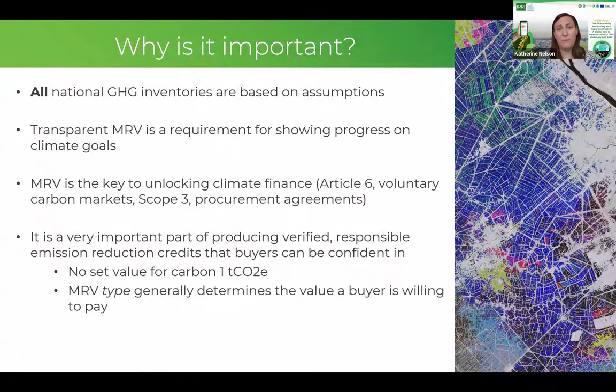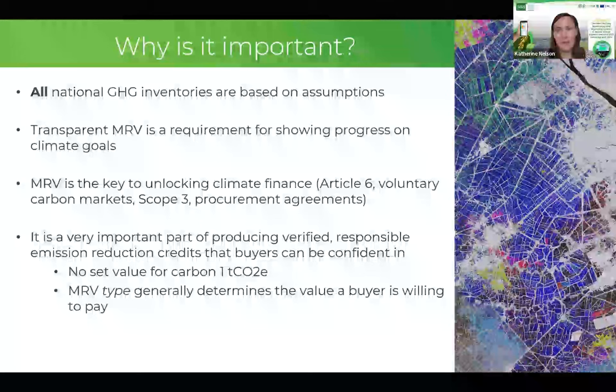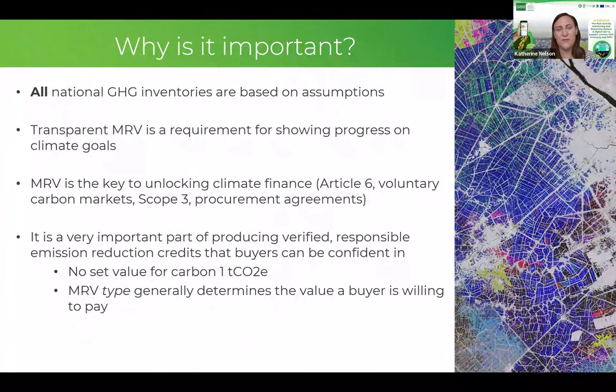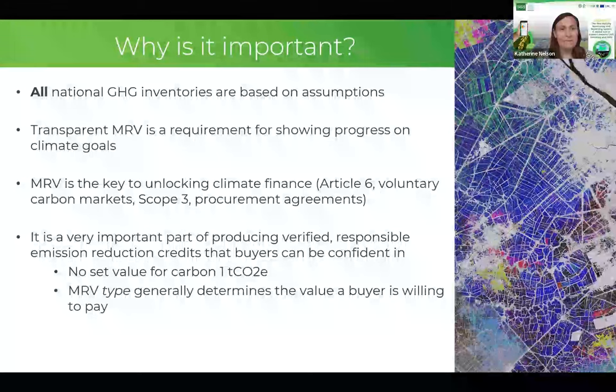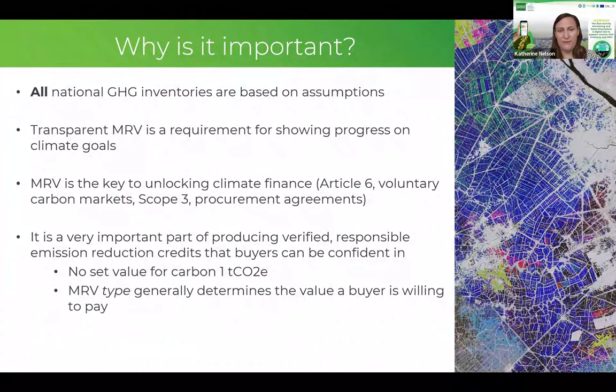And so transparent MRV is a really important requirement for being able to show progress towards our climate goals, as well as for unlocking finance. And in this case, it can be either bilateral agreements under Article 6, voluntary markets, or different types of finance through procurement or insetting. And it's a very important part of producing verified and responsible emission reduction credits that, if there is going to be trade, the buyers can be confident in. That's because there's no particular set value for one ton of CO2 equivalent. And the MRV type is generally going to dictate the value that the buyer is willing to pay. I'll get into this in a little more detail when we talk about the different types of MRV.